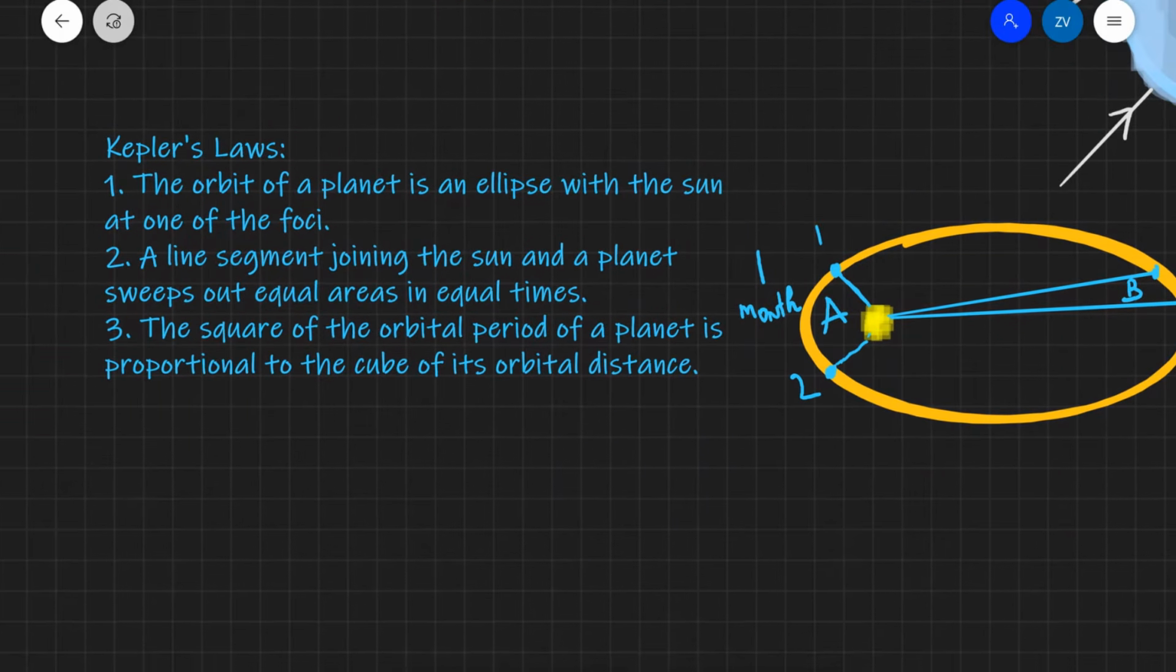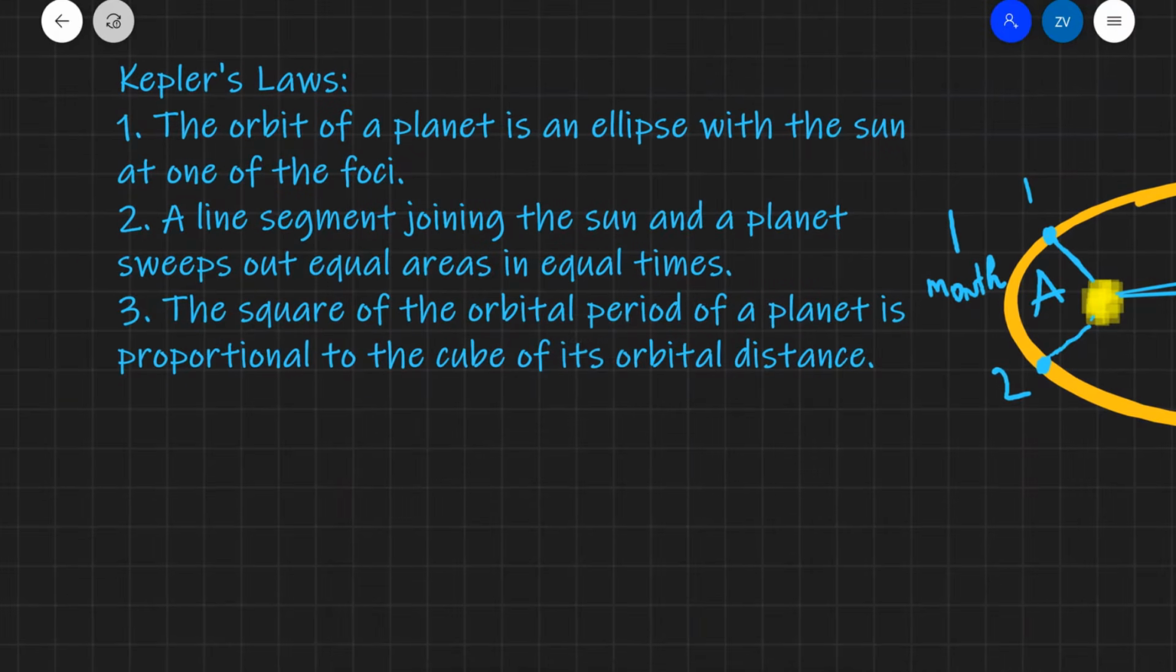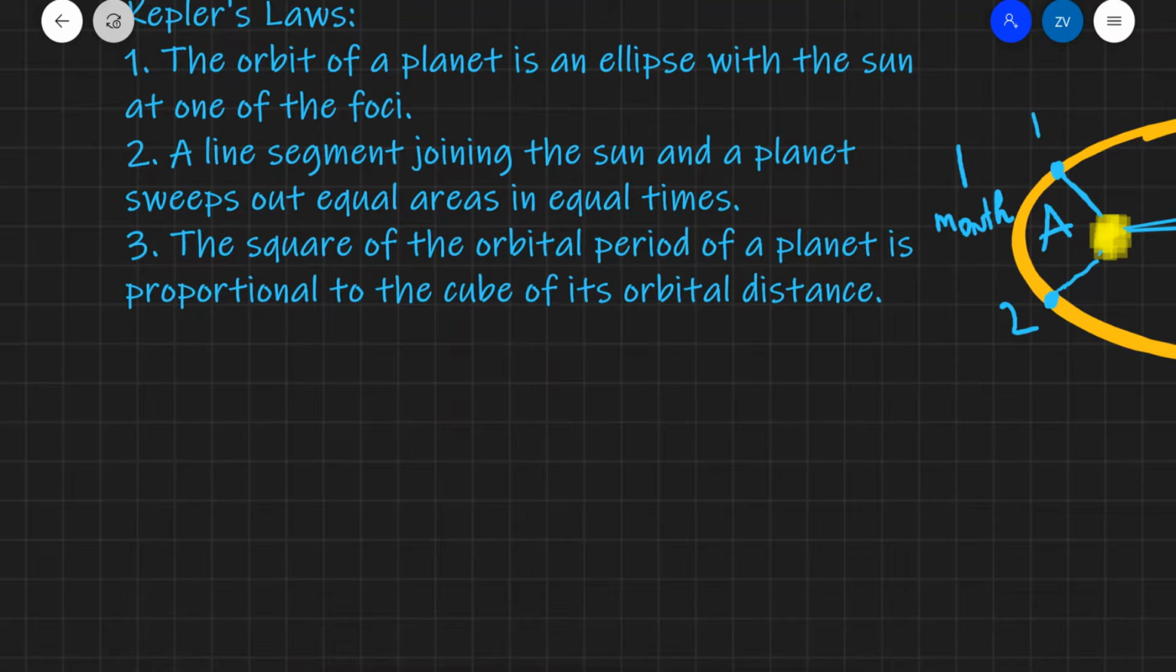Now Kepler's third law is that the square of the orbital period of a planet is proportional to the cube of its orbital distance. Mathematically, we could express that as T squared is proportional to r cubed, like so. Of course, we could also write that T squared is equal to some constant k multiplied by r cubed.